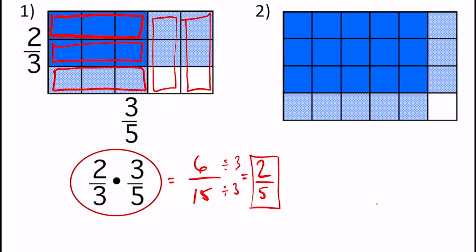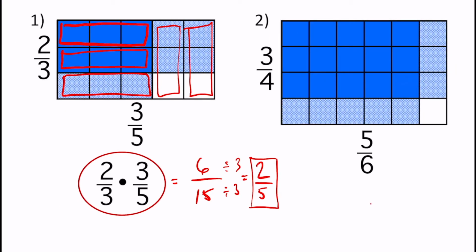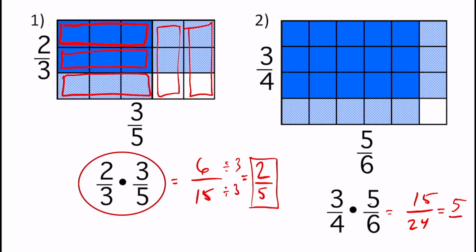Okay, and then for the second one, that's going to be 3/4 times 5/6. And if you multiplied that out, it would be 15 over 24. And then you can see that you can divide this by 3. If you reduce it by 3, you get 5/8. So moving on, I won't go more into that.